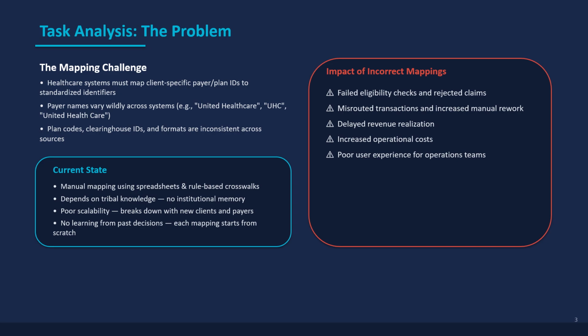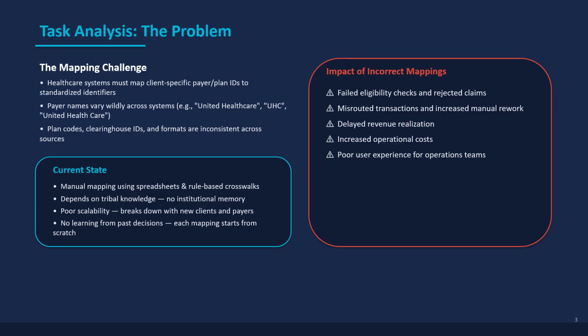Here are the impacts of incorrect mappings. Unable to perform RCM functionalities like eligibility checks and claim statusing, misrouted transactions and increased manual work, delayed revenue realization due to the inability to automate, as well as longer time taken to perform RCM workflows, which leads to increased operational costs and poor user experience for operations teams.